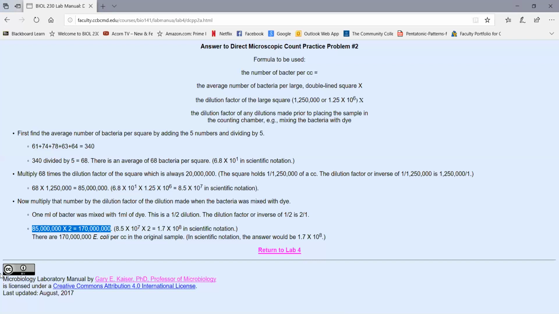If you're doing scientific notation, then it's 8.5 times 10 to the 7th times 2 is 1.7 times 10 to the 8th. And I'll make that correction up here so that when you see it online, it'll be the right number there.